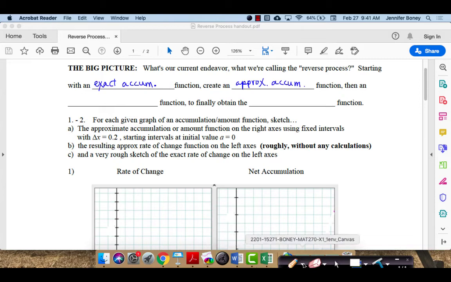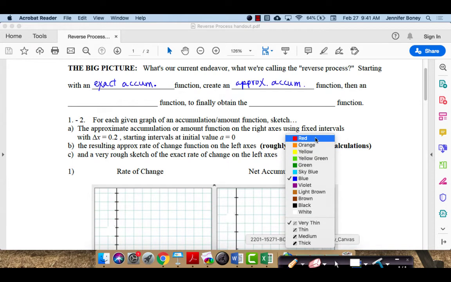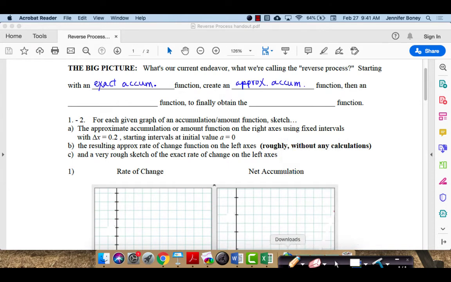So just big picture-wise, at the top. Right now we're starting with exact accumulation functions and generating or sketching approximate accumulation functions from them. We don't actually have to write out their formula because our goal is to get to an approximate rate function. And ideally, after we get an approximate rate function, we'd like to get an exact rate function somehow or another. Like I said, there's a little bit of a hiccup. You can make something discontinuous, but it's hard to put that same thing back together.